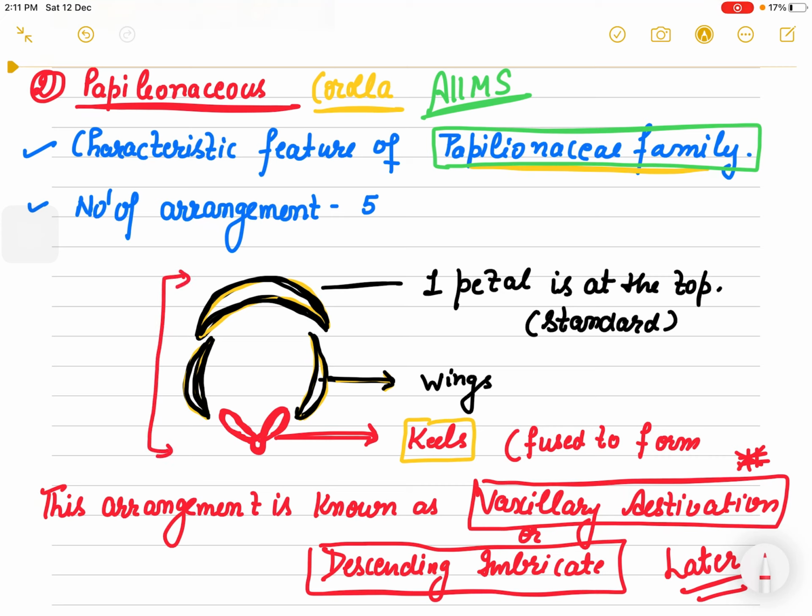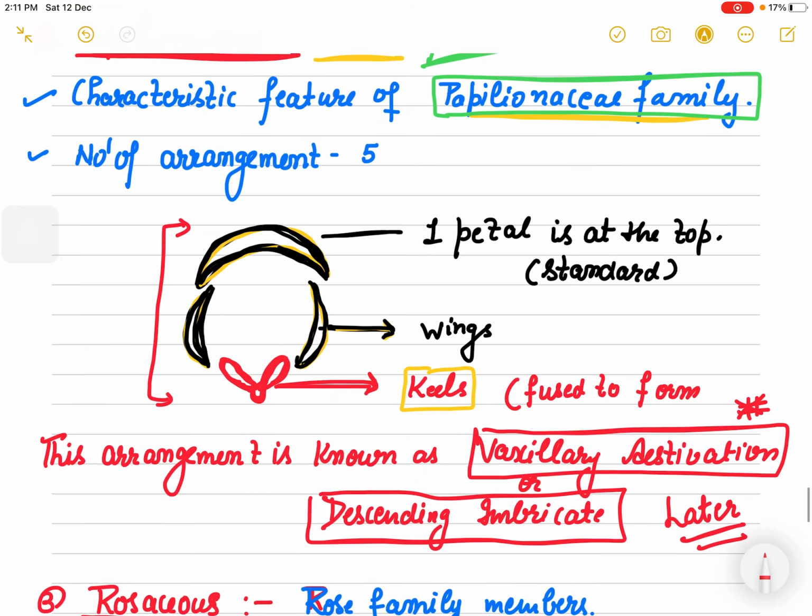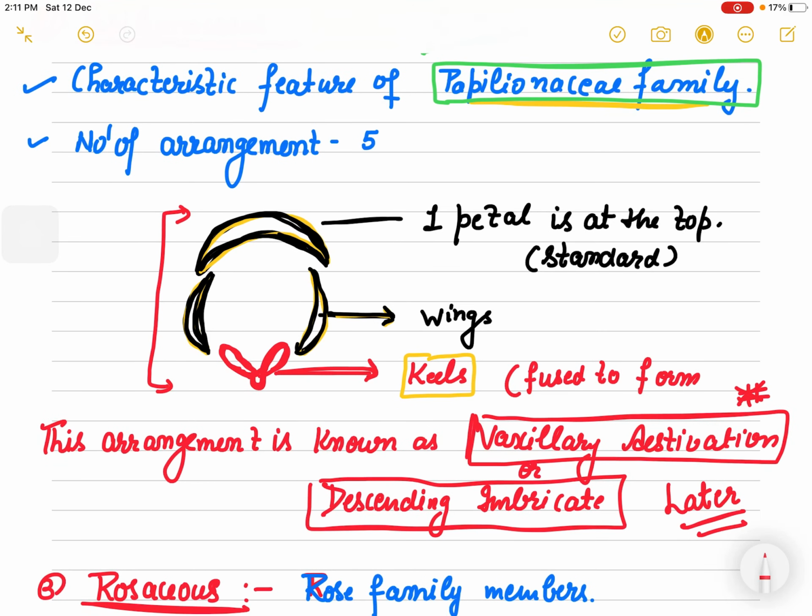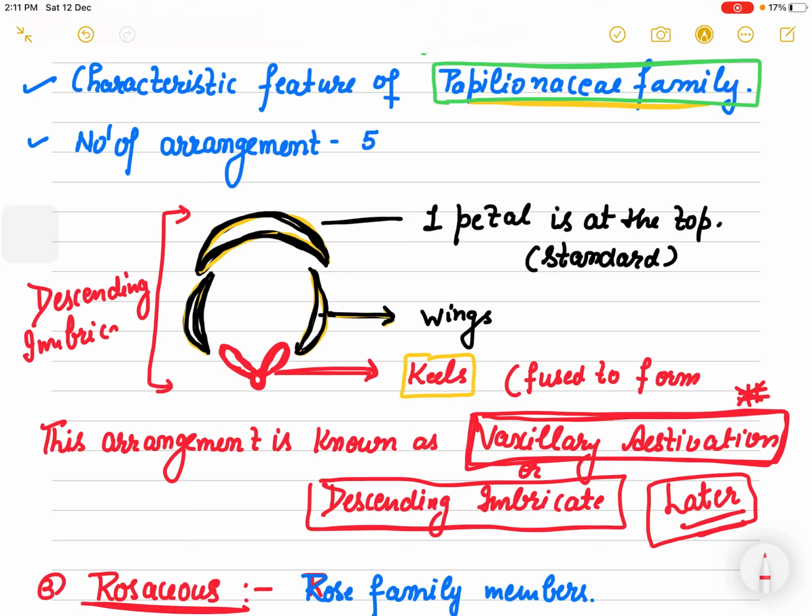It is characteristic of the Papilionaceae family, and the estivation is known as vexillary estivation. I'm not going to tell you the detail of vexillary estivation because we have not talked about estivation yet, but this arrangement is known as descending imbricate, and the estivation is known as vexillary. This is a characteristic feature of the Papilionaceae family.